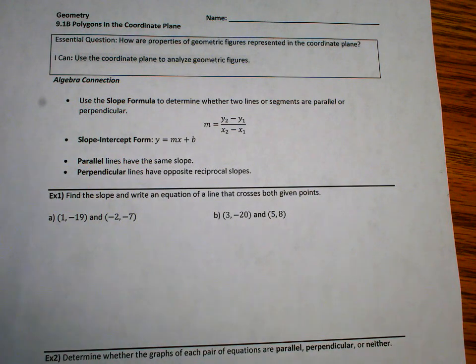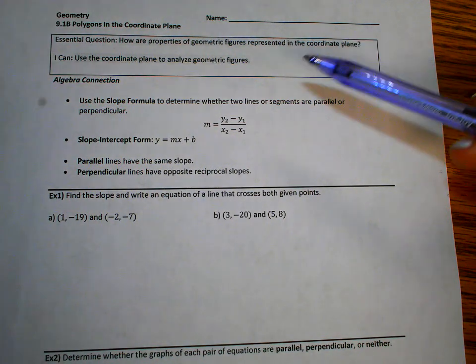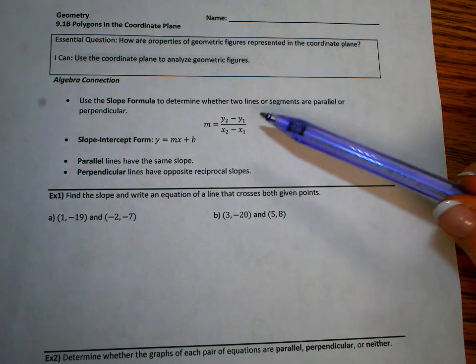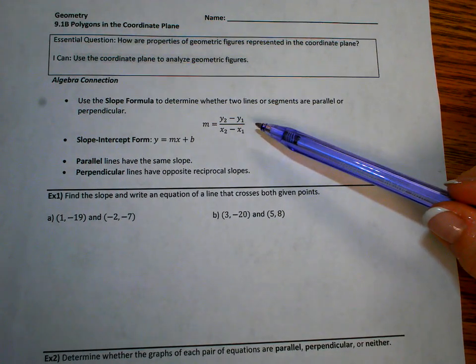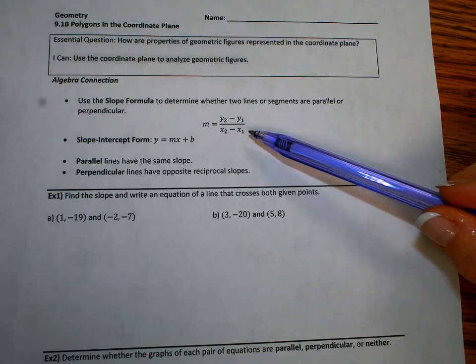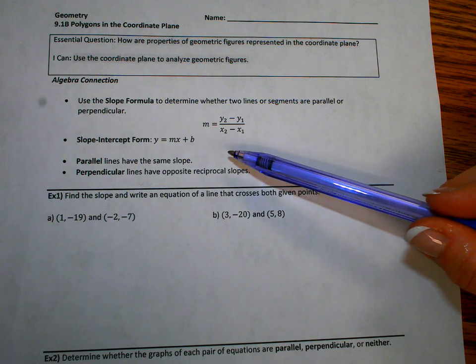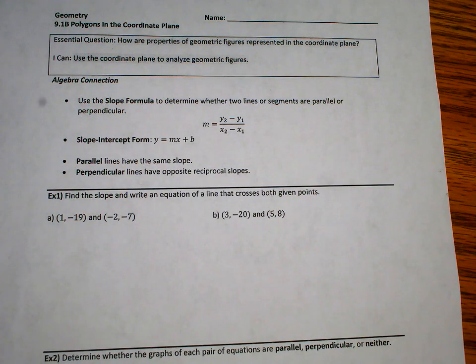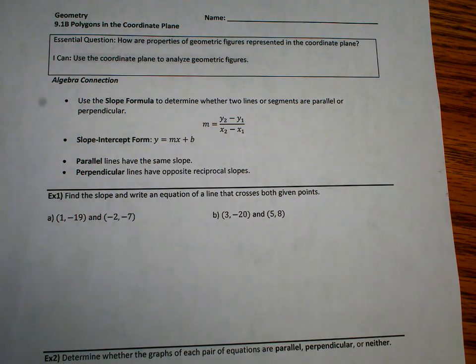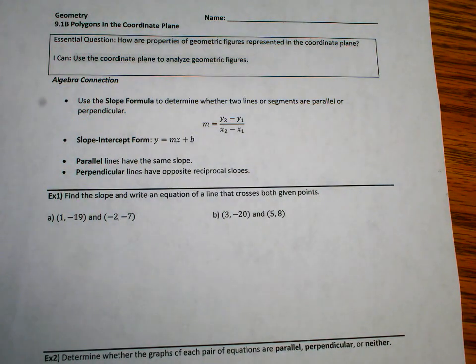So here's some key pieces of information that we've got for this lesson. We remember the slope formula. We subtract the y values divided by subtracting the x values. Slope-intercept form is y equals mx plus b. Parallel lines have the same slope. Perpendicular lines have opposite reciprocal slopes. Okay, so those are the basics.